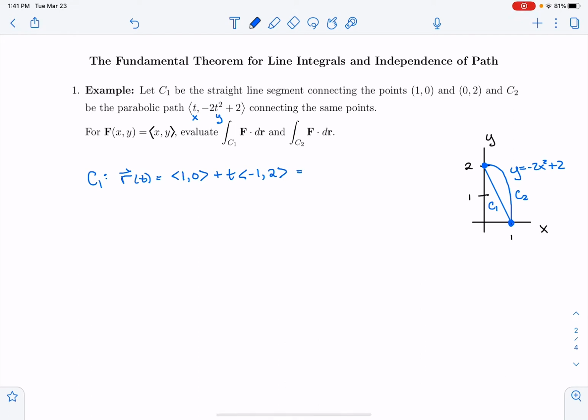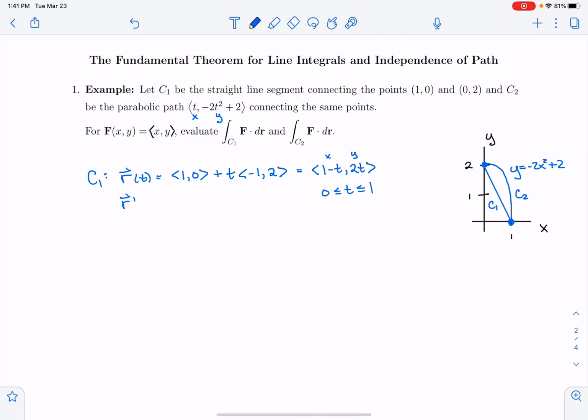So we can write this, if you like, as 1 minus t and then 2t. And here we're thinking about t as being between 0 and 1. Because at t equals 0, this line segment starts at 1, 0, and at t equals 1, it ends at 0, 2. So x in this case is 1 minus t, and y is 2t. Now, to evaluate the integral, we're going to need r prime of t. That's going to be negative 1, 2. So that's the direction of that line segment.